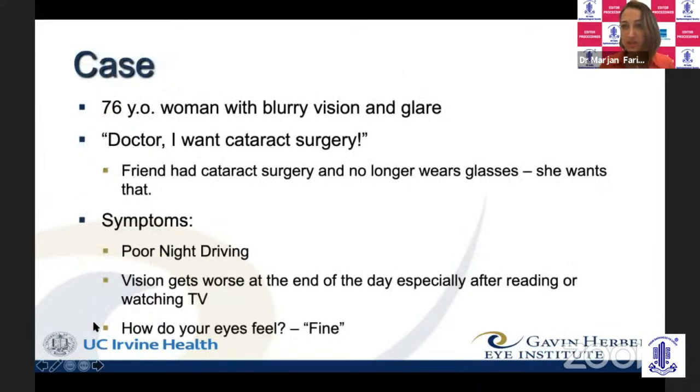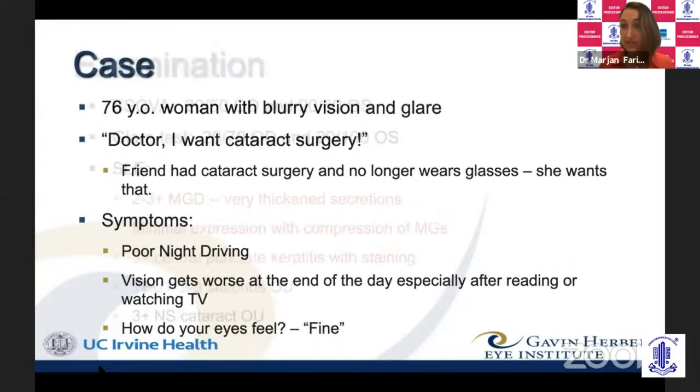So I'm going to start the talk with a case. This is a 76-year-old woman who presented to our clinic with blurry vision and glare, and said, doctor, I have cataract. I've been told I have cataract and I want cataract surgery. My friend no longer wears glasses. She has this fancy intraocular lens, and that's what I want. And her symptoms correlate with cataracts. She has poor night driving vision, but she also says that her vision gets worse at the end of the day, especially after reading and watching TV. And when we ask her, how do your eyes feel? She says, fine, doctor, there's no problem. And she has no other symptoms.